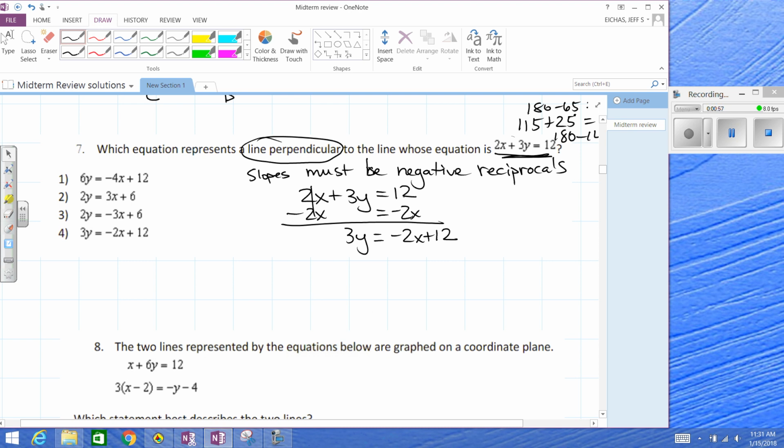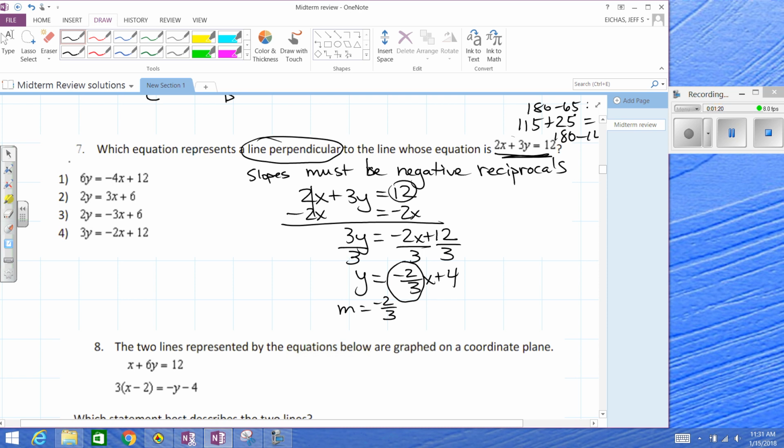Obviously, we can't combine those terms because they're not like terms. When you divide, we divide every term on both sides by the same amount. And the key here is the slope, which is the number we multiply by x. So the slope of the original line is negative 2/3.